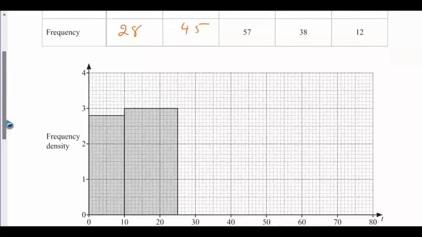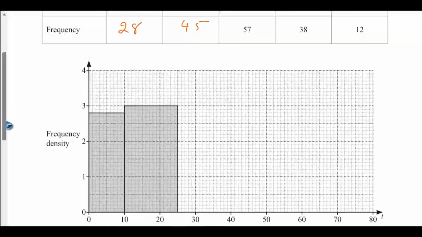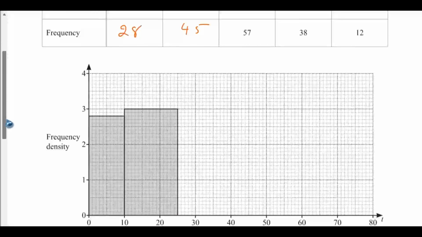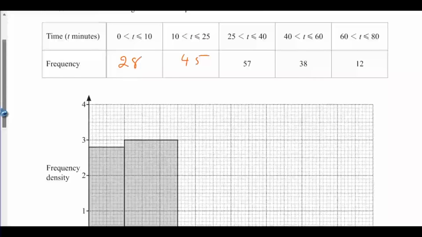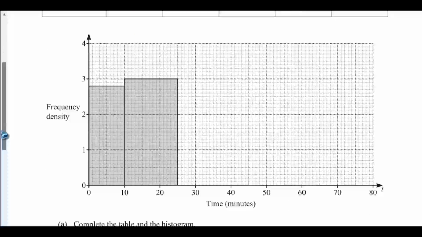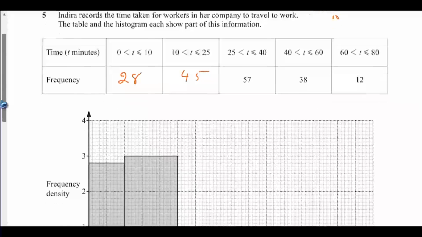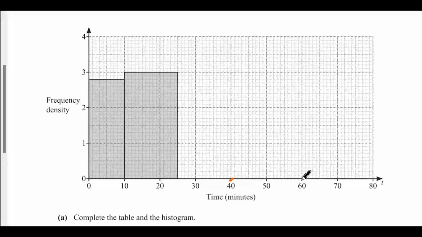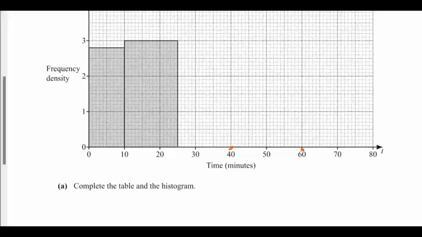Okay, so to complete the other ones, we need to calculate the frequency density for each of them. So that is for 25 to 40, that will be here now. We need to get the frequency density, and the next one will be 40 to 60, so it will be here. Okay, and the last one will be 60 to 80, so it will be here.